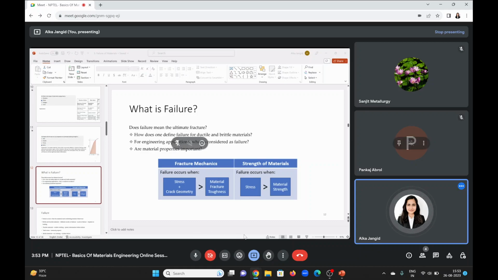We design composites because we want to get advantages of both ductile materials and brittle materials. So for those, these theories won't be used because they are a combination of both. So most of these theories, I don't think they will be applied to composites.